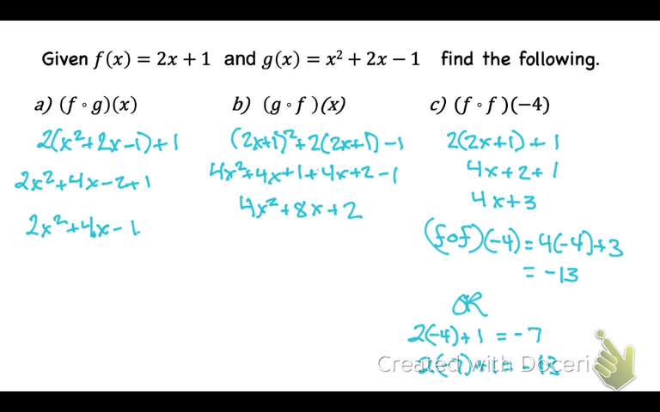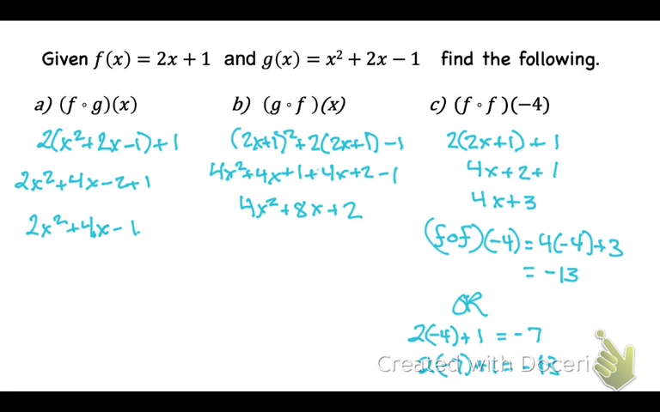Okay, so let's go through the first one, make sure I did it right. This is F composed of G, yes? So G, the whole trinomial has to go in for the X. So 2 parentheses X squared plus 2X plus 1. Then I distribute my 2 and combine like terms. How do we do on that one? I got it right. Okay, don't pack up because I'm assuming we're going to go long.